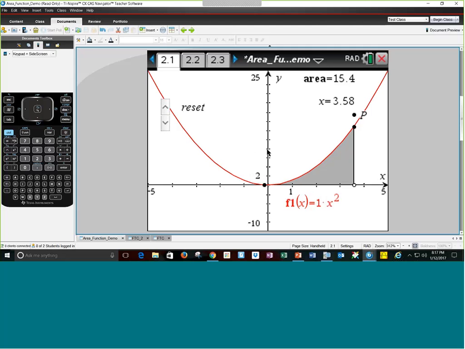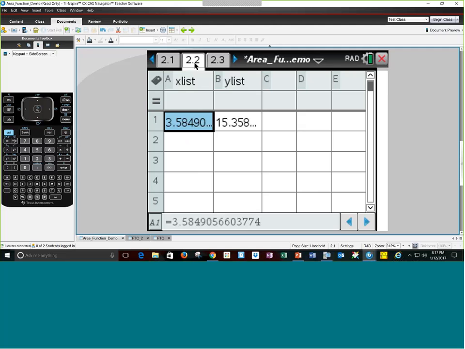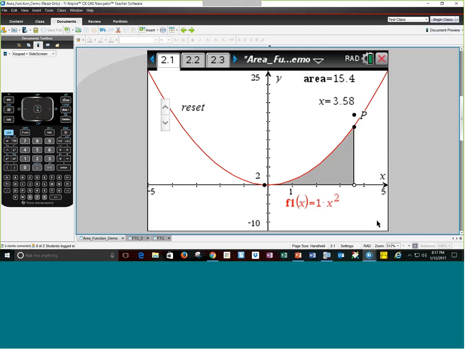There is a similar activity on education.ti.com Math Inspired under Calculus that has multiple functions that you could demonstrate to the students, but this one is just real nice because it's quick and simple. And then you hit reset, and your table is empty now, and you could come back and do the little activity again with another function.